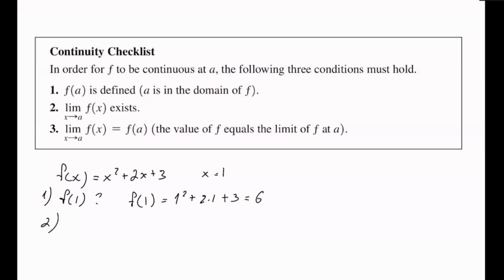Second, does the limit exist? Let's calculate the limit as x approaches 1 of x squared plus 2x plus 3. Since this is a polynomial, we can use direct substitution, and we get 6. Third, does the limit equal f of 1? Yes, both f of 1 and the limit are equal to 6. Therefore, f is continuous at x equals 1. See how smoothly that worked? That's because polynomials are particularly well-behaved functions.